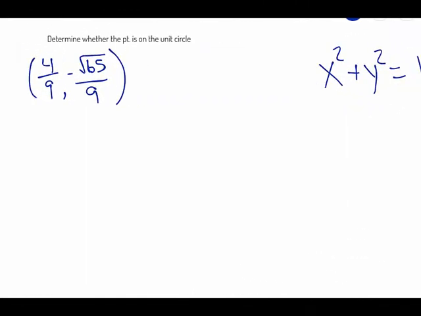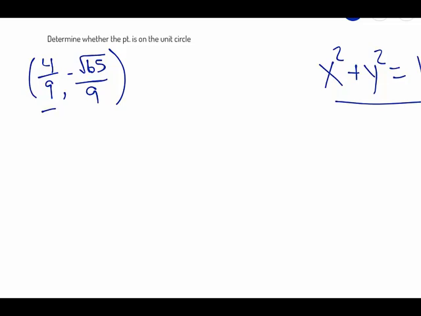For the following video, we're going to determine whether the given point is on the unit circle. A unit circle is a circle with the radius of 1, and that equation is right over here on the right-hand side of the screen. x squared plus y squared is equal to 1. So we're going to determine if this point here is indeed on the unit circle or not. So this is a yes or no type of question.